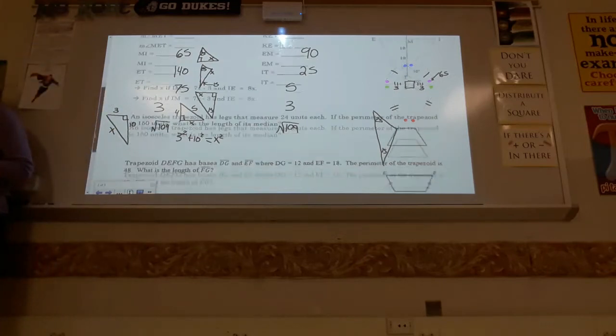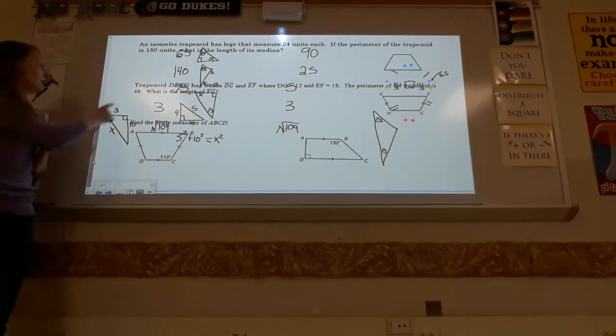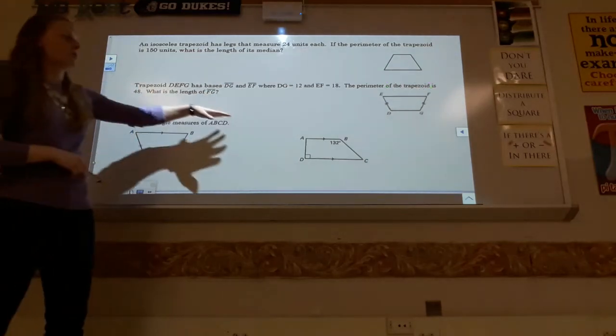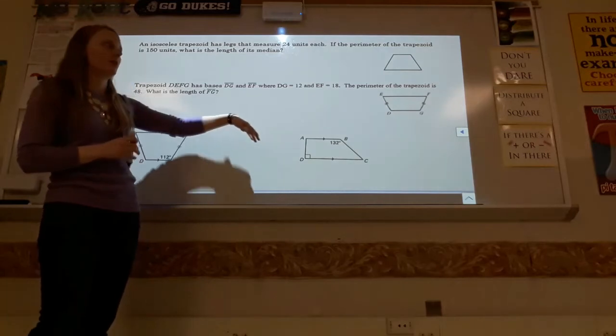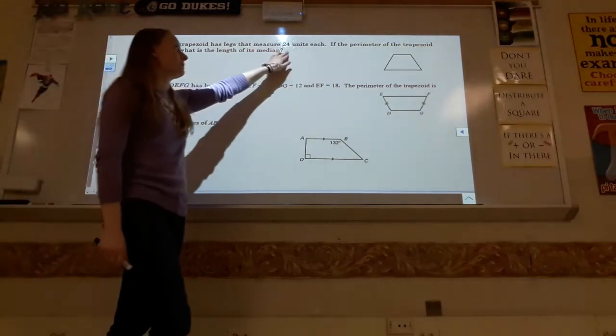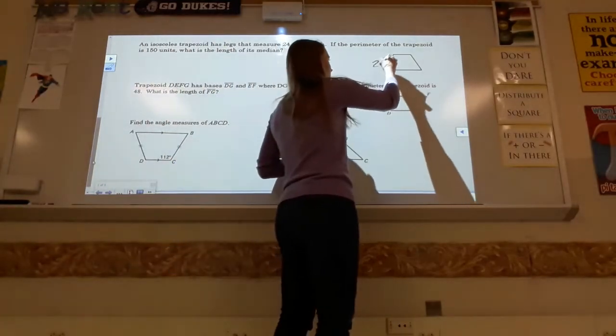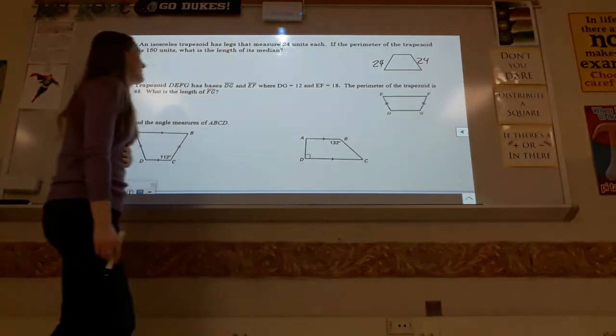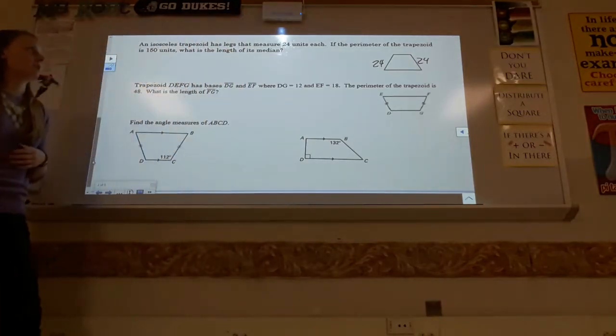All right, just a couple more to practice, a little bit more with trapezoids in a different context. So these two questions are word problems. See if you guys can figure out how to approach these. So this one says an isosceles trapezoid has legs that measure 24 units each. So they're equal, so I got 24 and 24. If the perimeter of the trapezoid is 150 units, what is the length of its median?